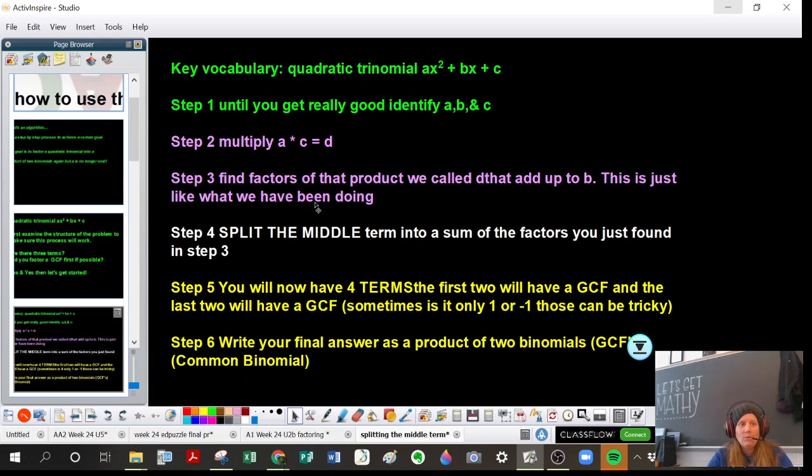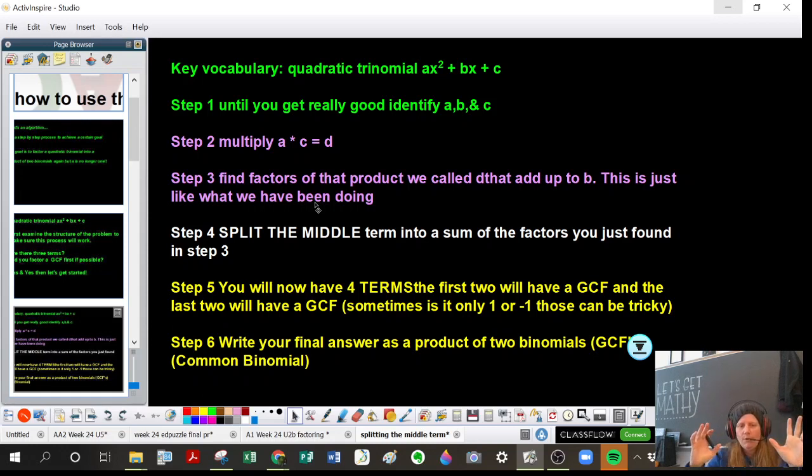Now we're back to what we've been doing, right? Remember how we've been looking for numbers that multiply to give us a certain product, then add up to give us a certain sum. We're going to kind of keep on that same trajectory. However, once we figure that out, we are going to do what's known as splitting the middle term. So this is where it gets its sort of namesake. So we're going to take that middle term, we're going to break it up into those 2 factors that we just found in step 3.